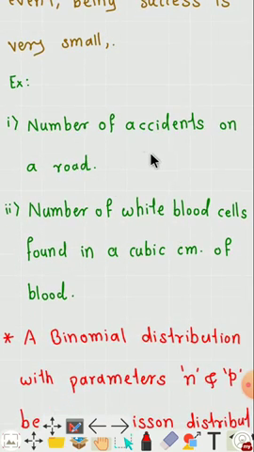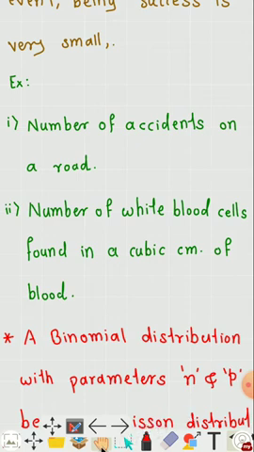The number of accidents on a road in a particular time period. Suppose in a particular time period, if we count the number of accidents on a road, the possibility of this event of accident happening is a very rare case. And the second example is the number of white blood cells in a cubic centimeter of blood. We know that in our blood, red cells are in maximum number, but white blood cells are very rare.